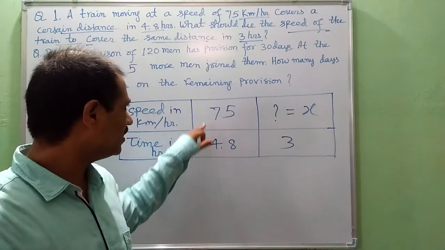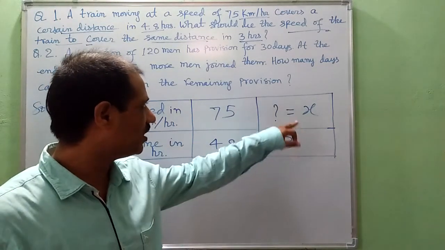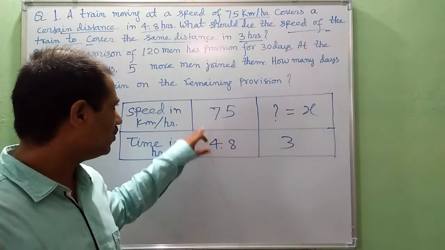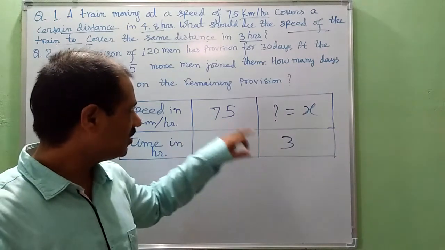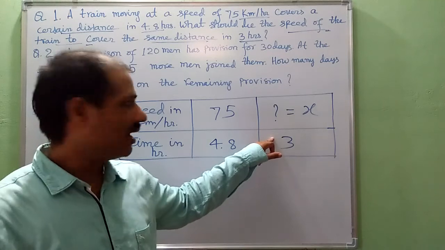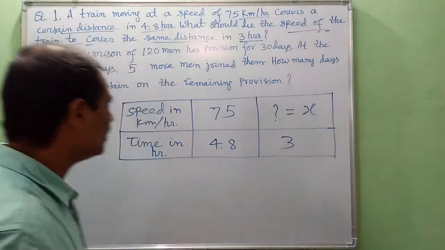So product of these two terms will be equal to product of these two terms. We can understand it like this: product of these two terms is equal to k. Similarly, product of these two terms is also equal to k. k is the same, so these parts will also be the same.